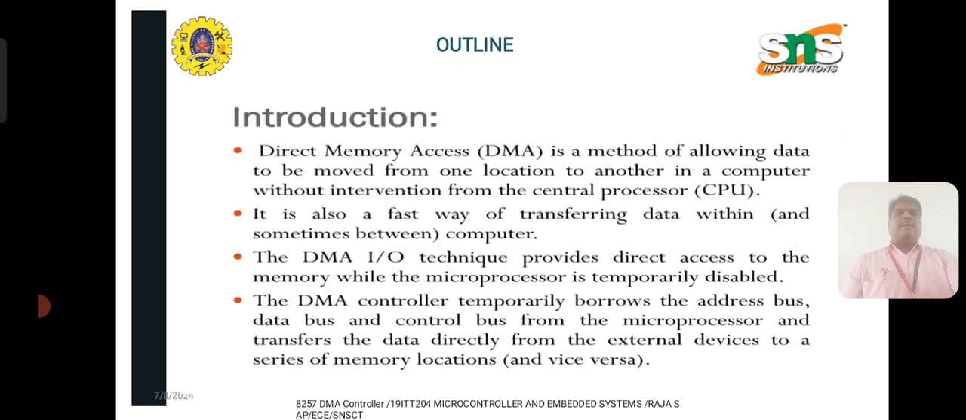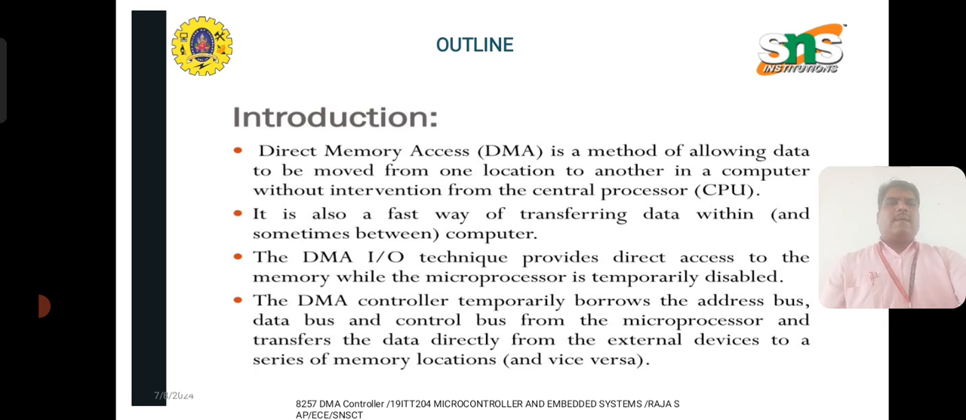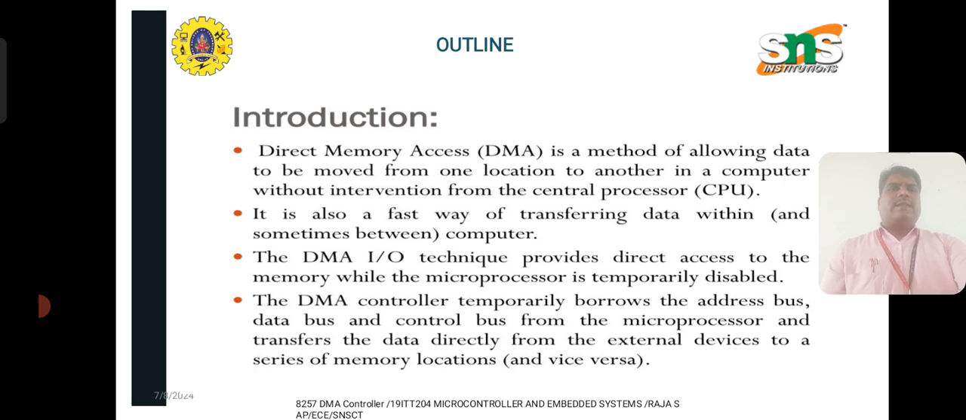Direct memory access is a method of allowing data to be moved from one location to another in a computer without intervention from the central processor. It is also a fast way of transferring data within a computer. The DMA input-output technique provides direct access to the memory while the microprocessor is temporarily disabled. The direct memory access controller temporarily borrows the address bus, data bus and control bus from the microprocessor, and it transfers the data directly from the external devices to a series of memory locations and vice versa.